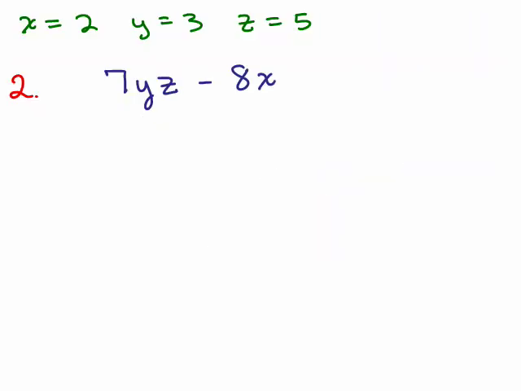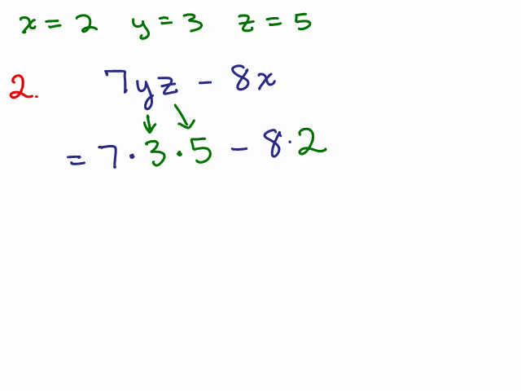All right, here's number 2. Again, we're going to evaluate this, but we're going to have to plug in possible values for x, y, and z. So let's do this. This means 7 times y times z. So it's 7 times 3 times, well, z is 5, right? So you see how I'm plugging in the 3 where the y is and the 5 where the z is, minus 8 times, and for x we're plugging in a 2.